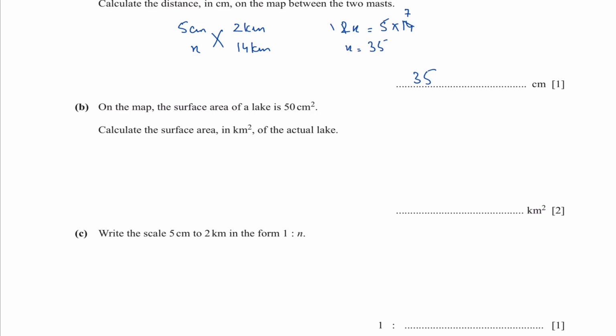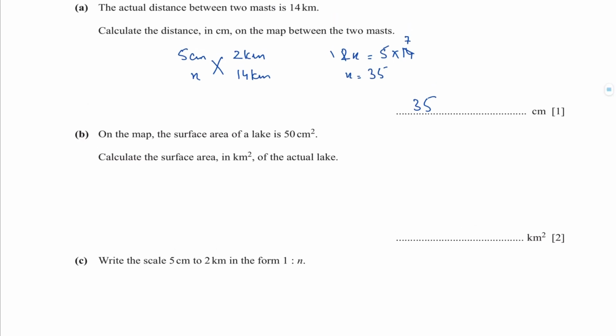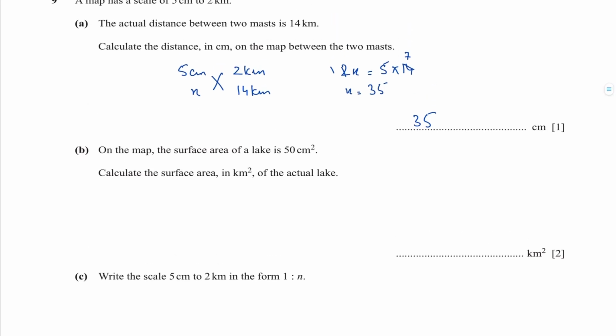Okay, now we have part B, which says on the map the surface area of the lake is 50 centimeters square. So find the surface area in kilometers square of the actual lake. Okay, so we're going to have 5 centimeter is to 2 kilometer here.